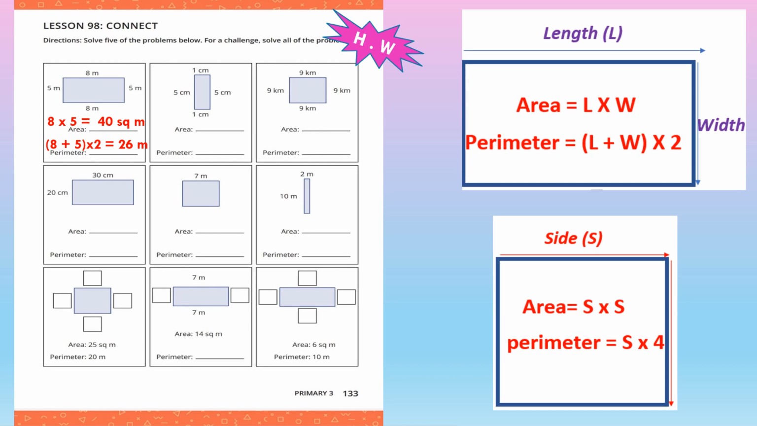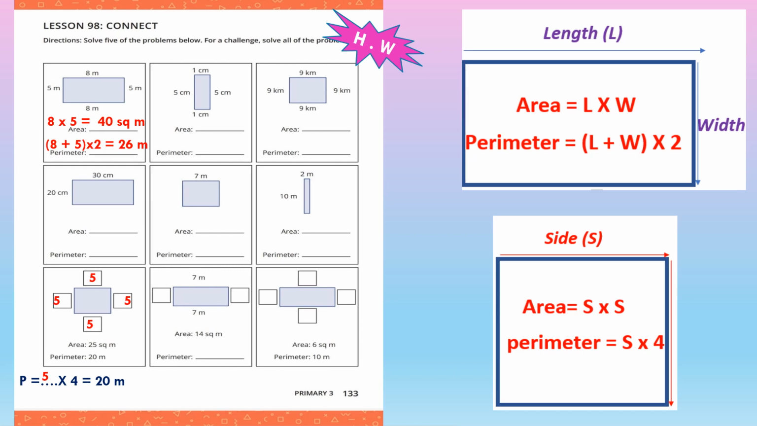Area equals 25 square meters. Perimeter equals 20 meters. I need to find the side length. We have here a square, and we know that the perimeter of a square equals side length times 4. So what times 4 equals 20? 5 times 4. Great, so the side length here equals 5.